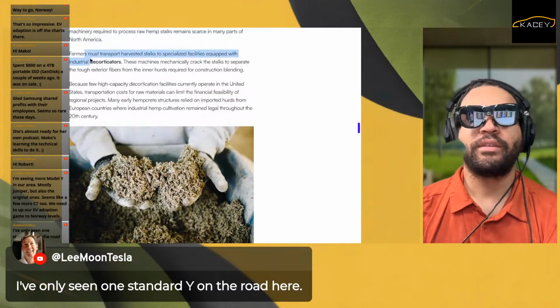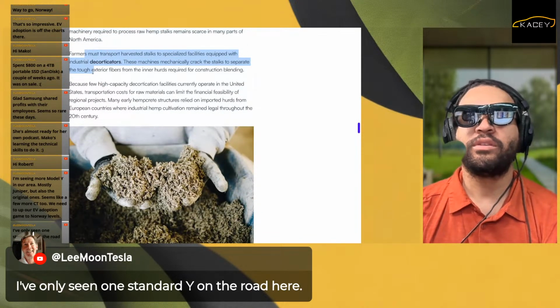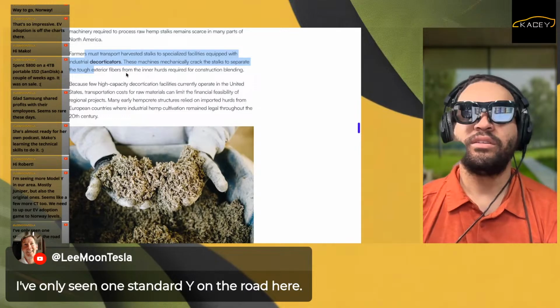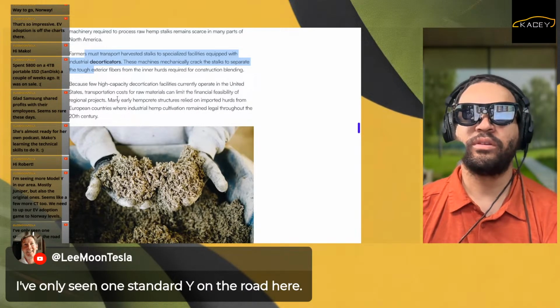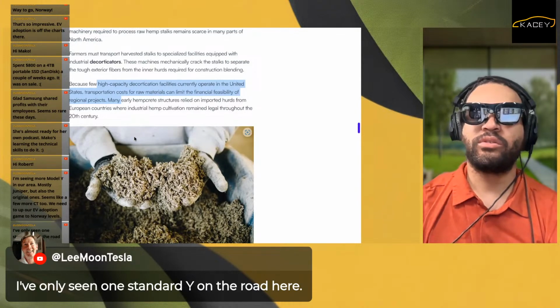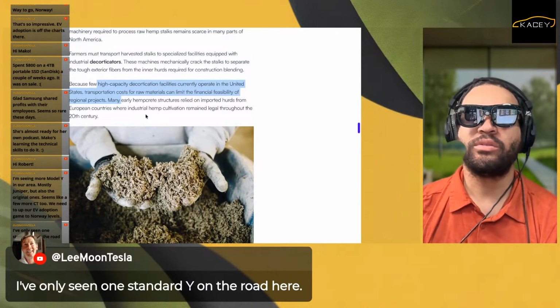Interesting. Farmers must transport the harvested stalks to specialized facilities with industrial decorticators. The machines mechanically crack the stalks to separate the tough exterior fibers from the inner hurds required for the construction blending. Because so few high-capacity decortication facilities currently operate in the U.S., transportation costs for raw materials can limit the financial feasibility of regional projects. Many hempcrete structures relied on imported hurds from European countries where industrial hemp cultivation remained legal throughout the 20th century.